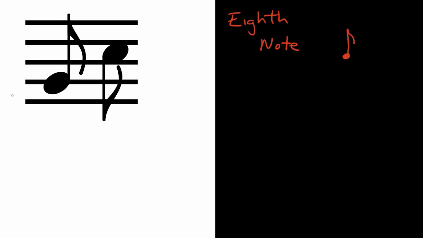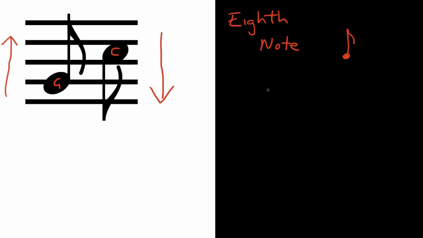Just as we saw with half notes and quarter notes, the stems on eighth notes can either point upwards if the note is below the middle line of the staff, or they can point downwards if the note head is above the middle line of the staff. So you'll see here, say it was a treble clef, this is a G, and so the stem points upwards, and this would be a C, again on the treble staff, and so the stem would point downwards.